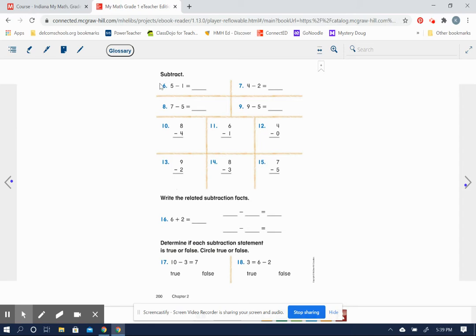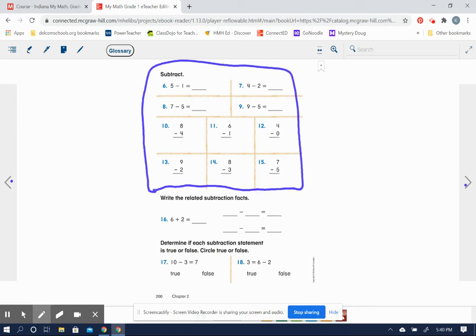Okay, so I want you to pause this recording right now and go ahead and do all of the subtraction problems up here at the top. Okay, do all of these. And then when you get those done, you can press play, and then we'll check your work.